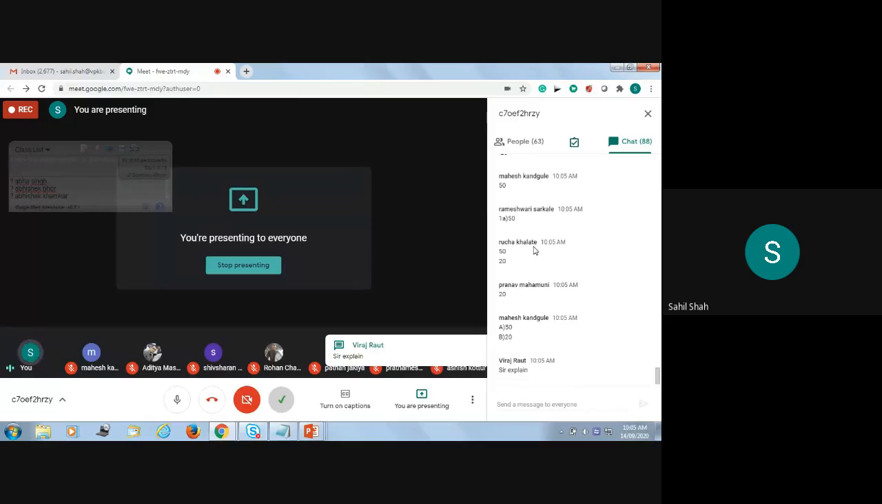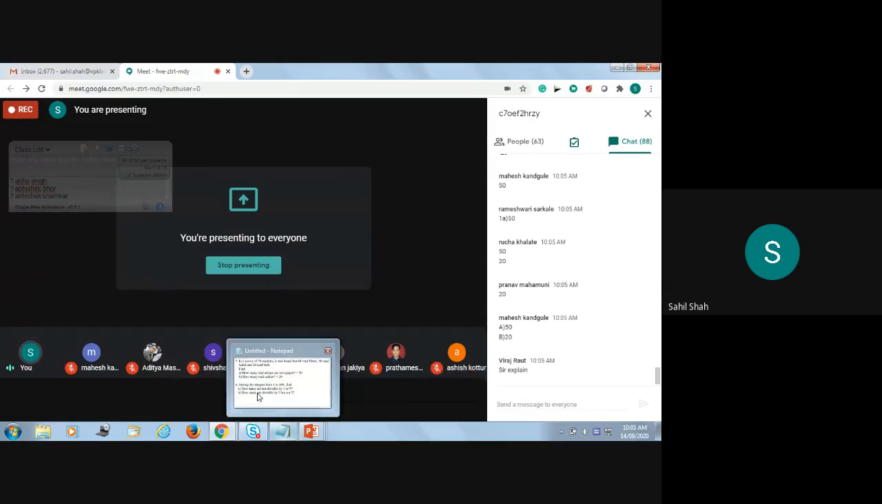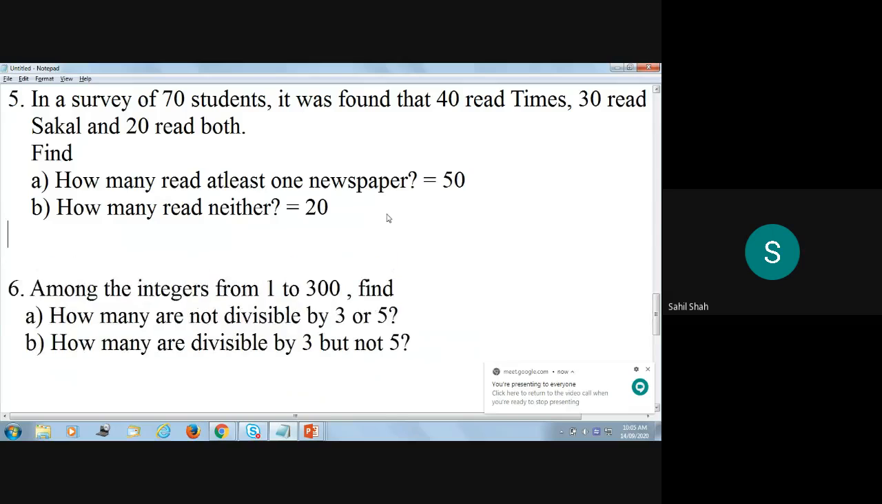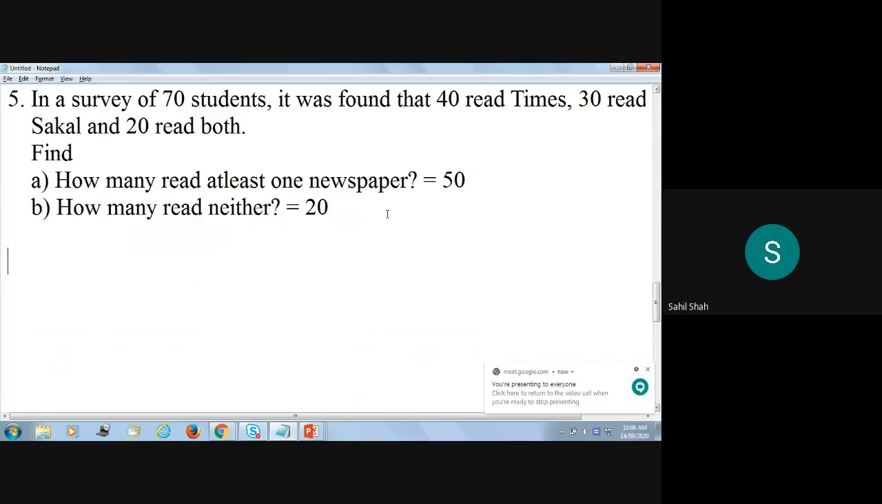Explain. Okay. Viraj is saying explain. Yes, I'm expecting the same. You should not rely. How it is coming, and not. So first you will write: let U denote the total number of students. So cardinality of U, what is given? The number of students. Cardinality of U given is 70. Next, let T denote the number of students who read Times. Survey of 70 students, so we have written cardinality of U. Cardinality means number of students present in a particular set, that is 70.